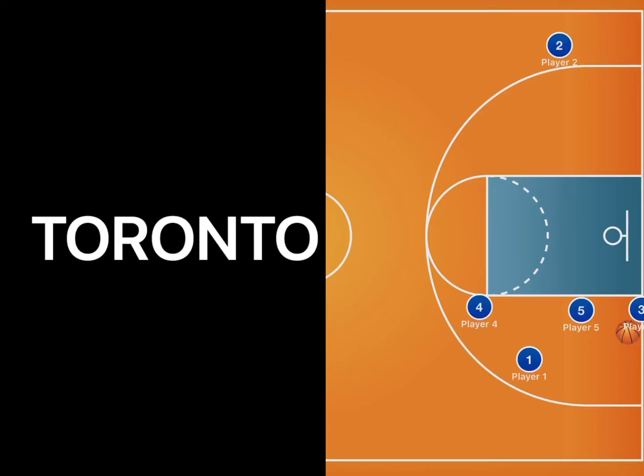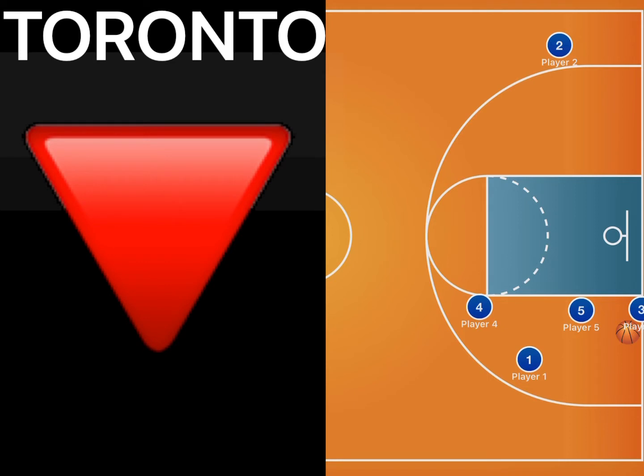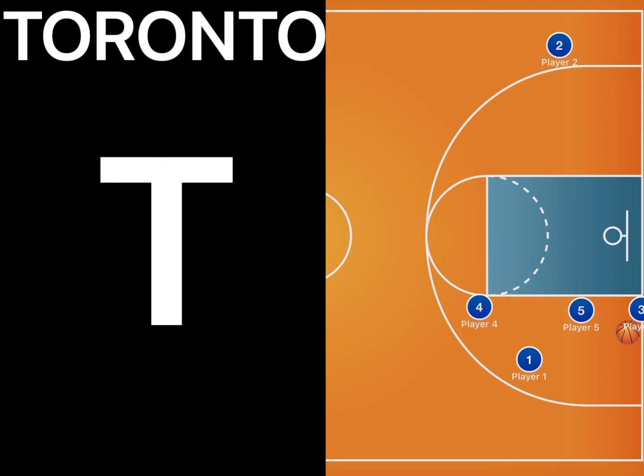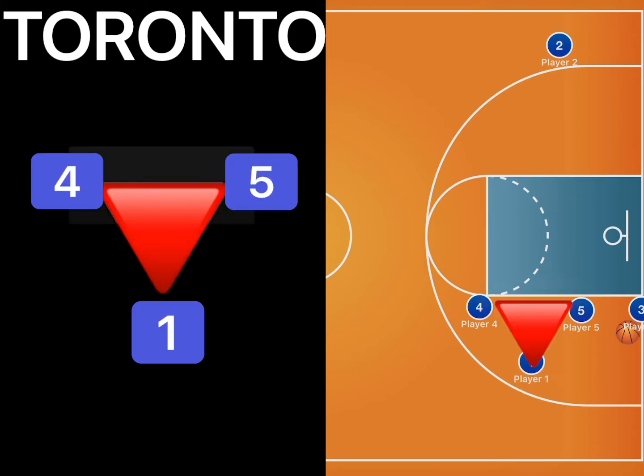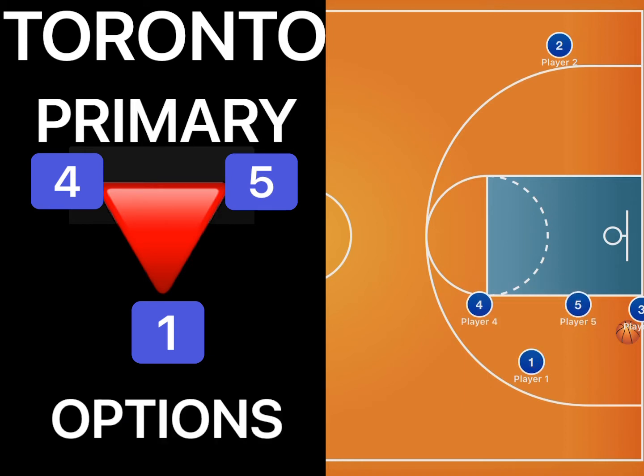This play is called Toronto or Triangle. First, we're going to talk about personnel. It's called the triangle setup because we're forming a triangle with these players right here. These three players are the key players in this play, so the ball is going to be scored by one of these three players.